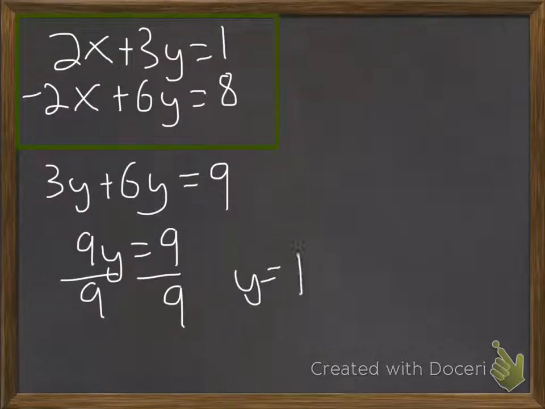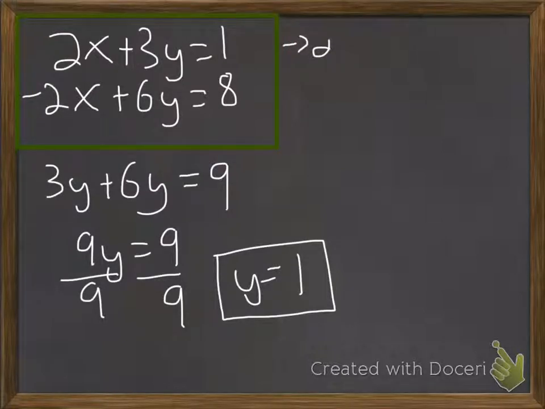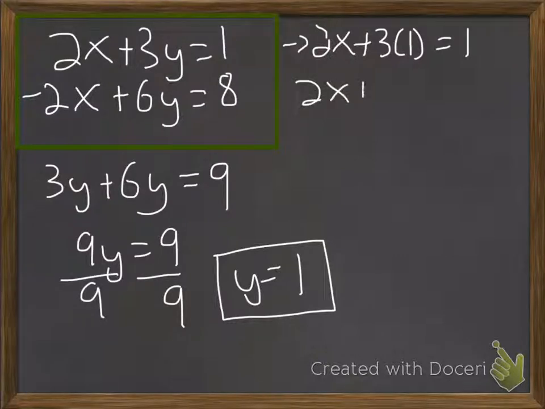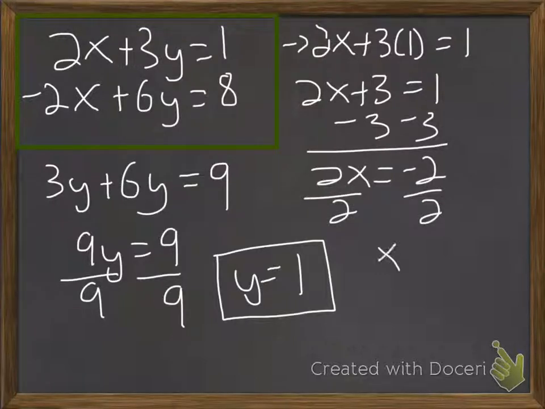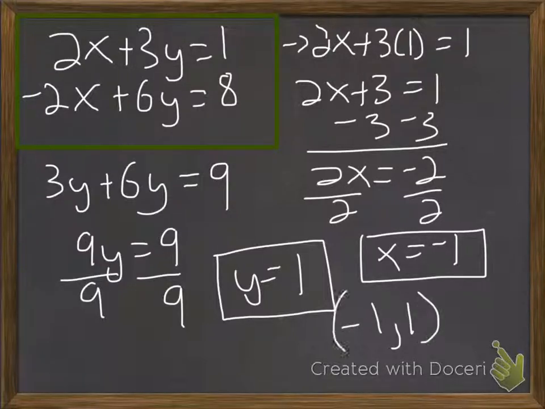So y equals 1. Now we have to solve for x. So at this step we can use either equation to find x. Let's use the first one. I don't want to deal with negatives. So we get 2x, right, plus 3 times 1 equals 1. So 2x plus 3 equals 1. We just got to do a little bit of work here. 2x equals negative 2. And we get x equals negative 1. So once you have it, don't forget to put it as an ordered pair. This is our answer, okay? This is a one solution case.